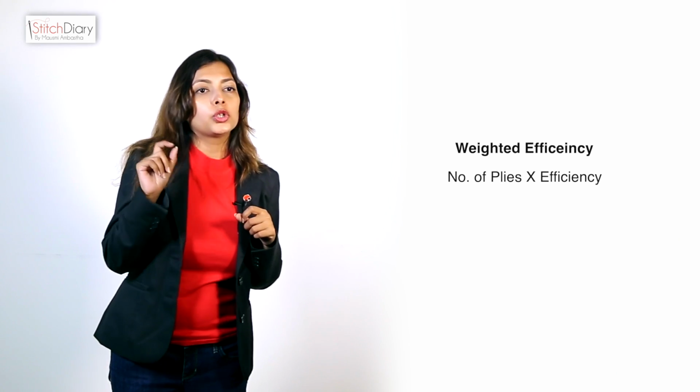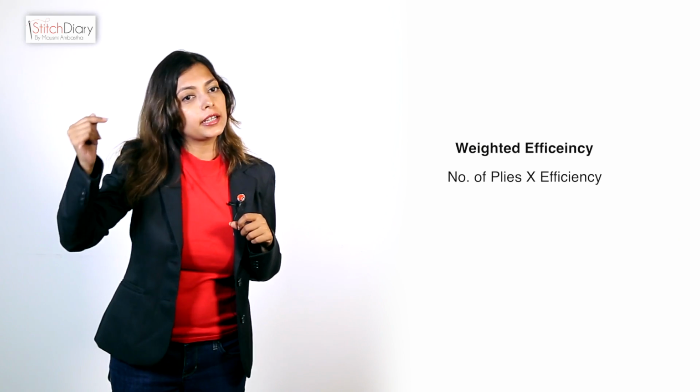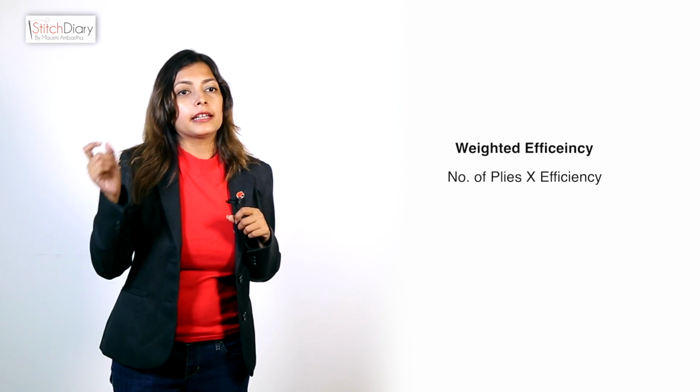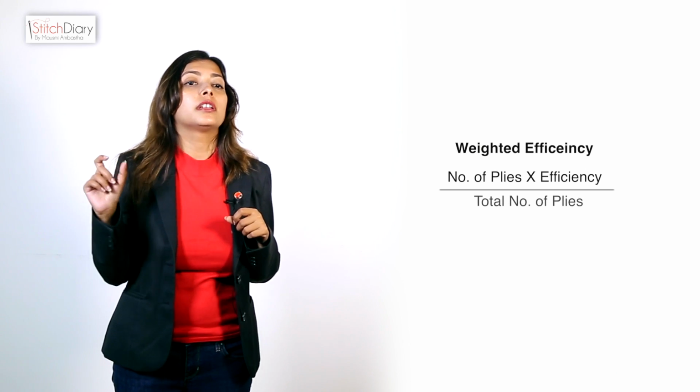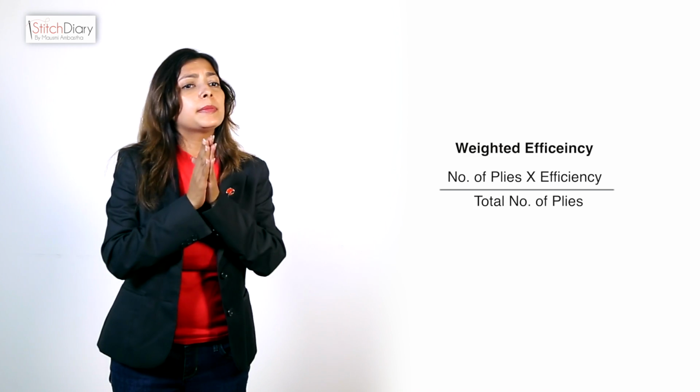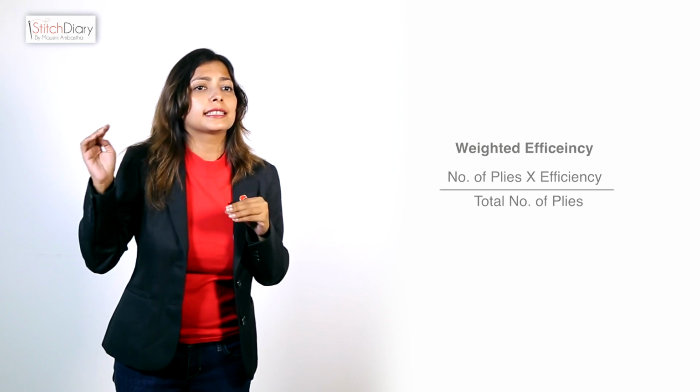The second parameter to consider is weighted efficiency. Weighted efficiency is an indicator of the overall markers that you have made in an order. Now, how do we calculate weighted efficiency? You multiply number of plies by the efficiency of all the individual markers, and then you divide that sum by the total number of plies. Let's keep it simple. Let's understand it with an example.